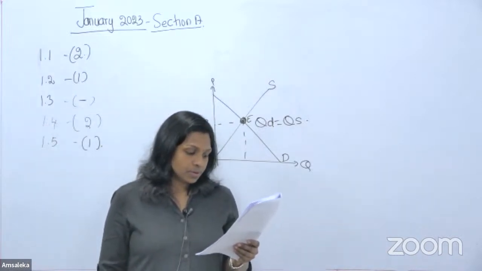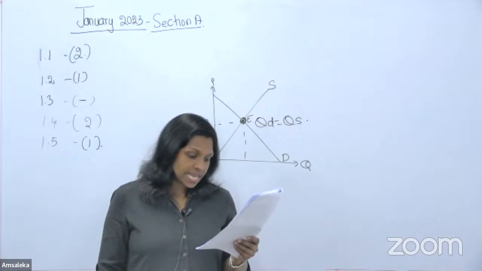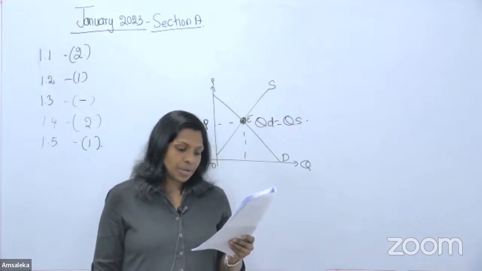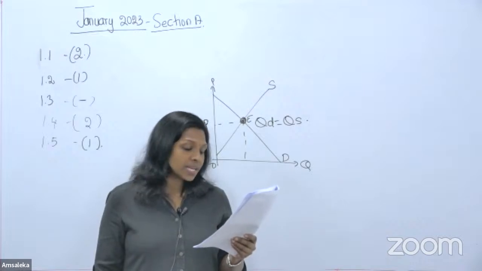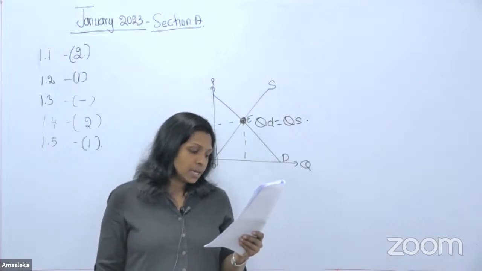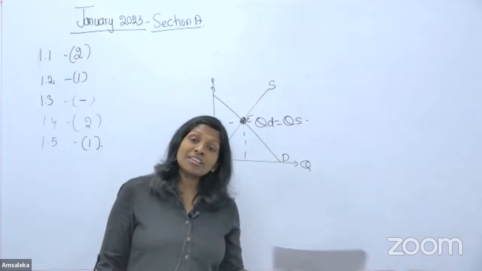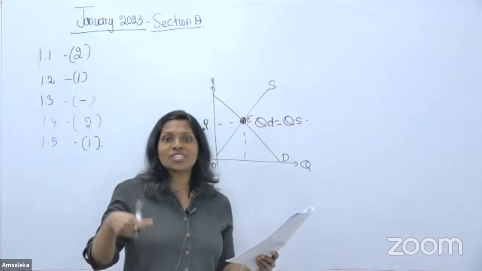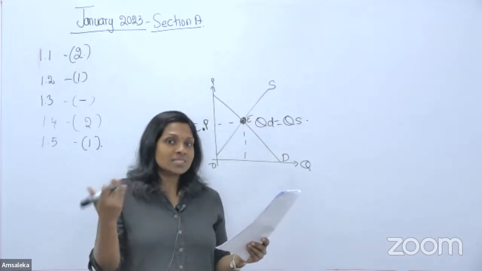Okay. 1.6. Right. Another mathematical part is given. But here it's about cross elasticity. Previous paper, cross elasticity, positive means what? Negative means what? Zero means what?